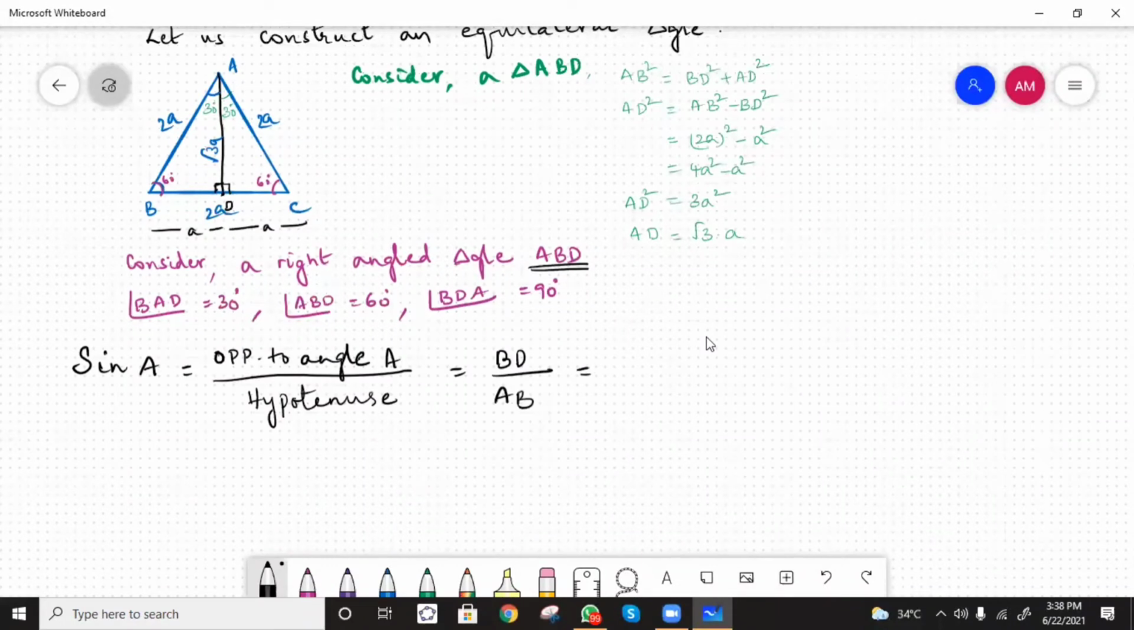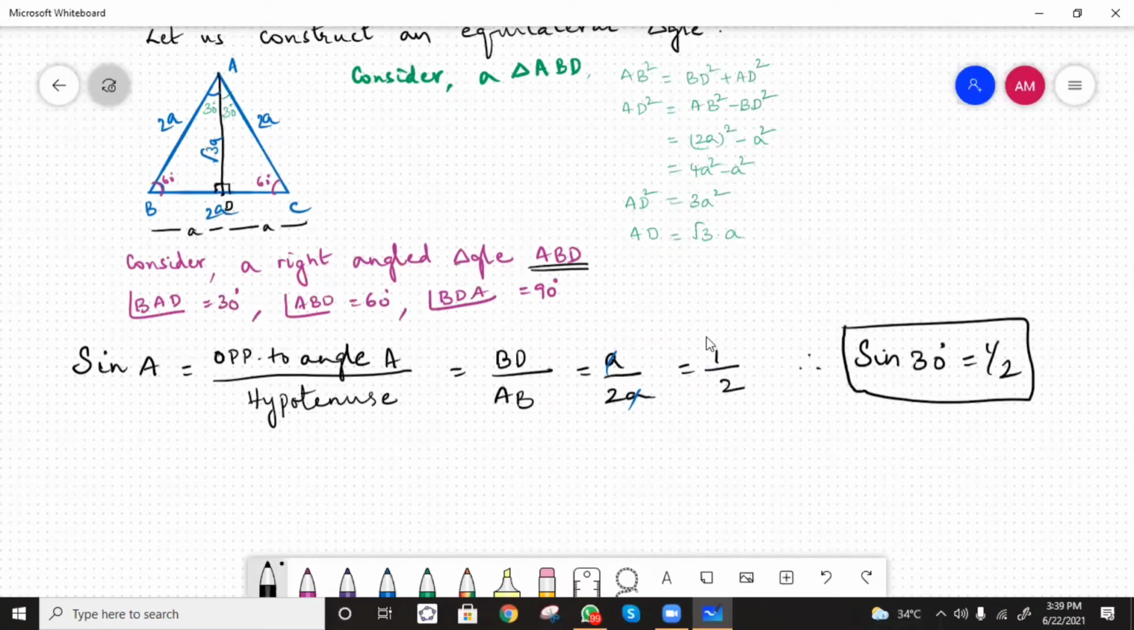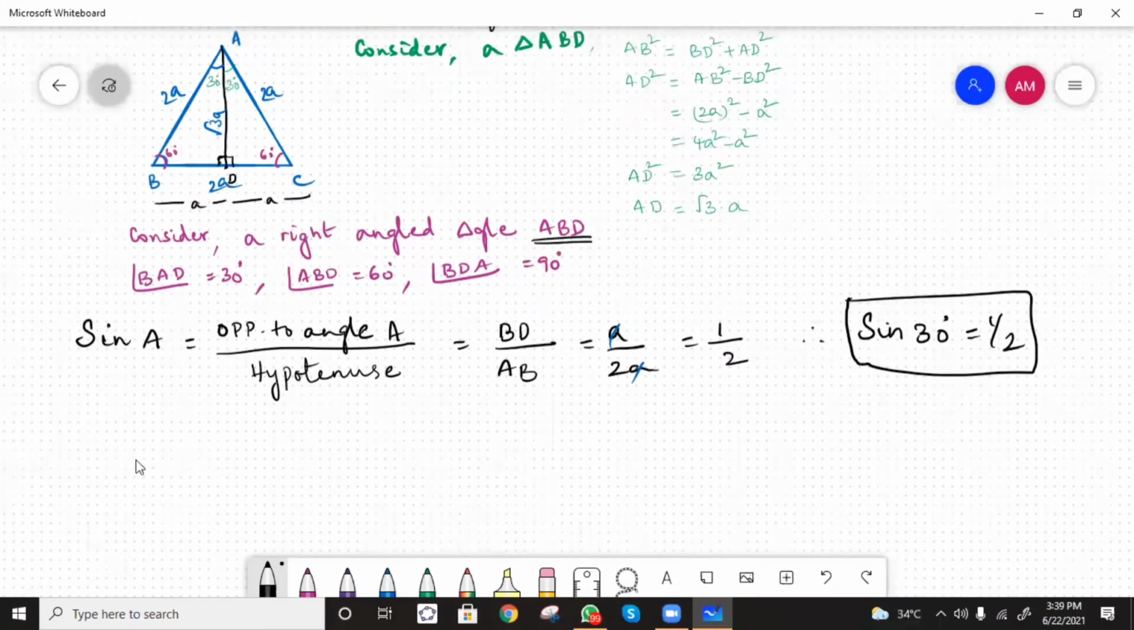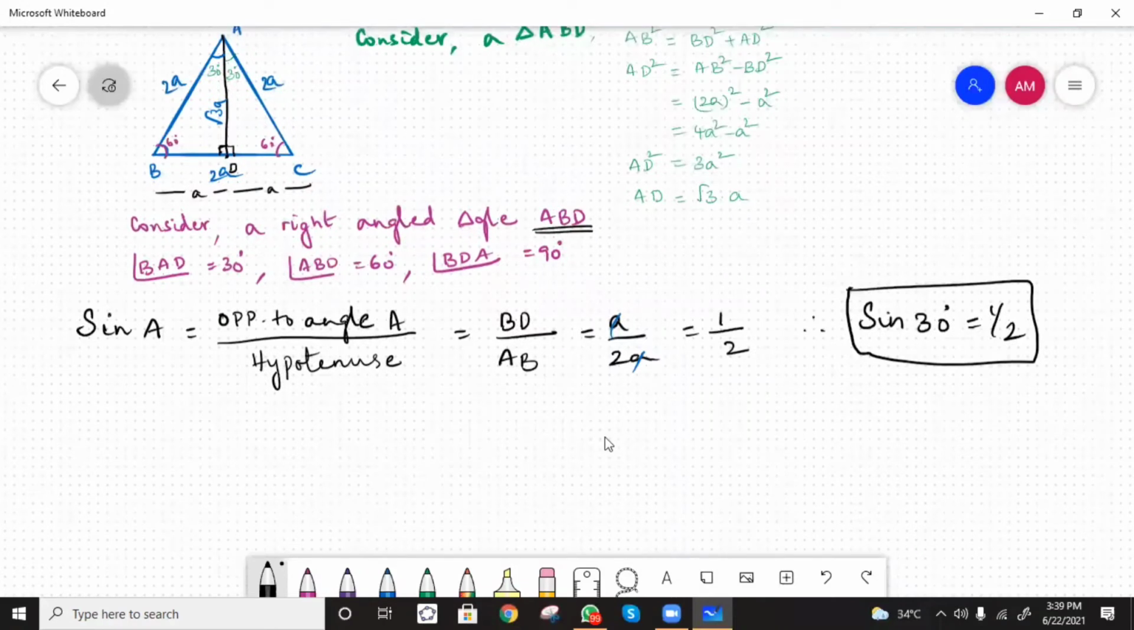BD is nothing but A. This total one is 2A. BD is A, so A divided by AB, which is 2A. So A and A get cancelled. What we get is 1 by 2. Therefore, sine 30 degrees is equal to how much? 1 by 2. We got 1 by 2. Clear?